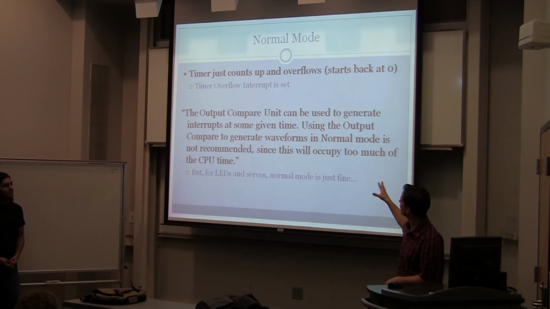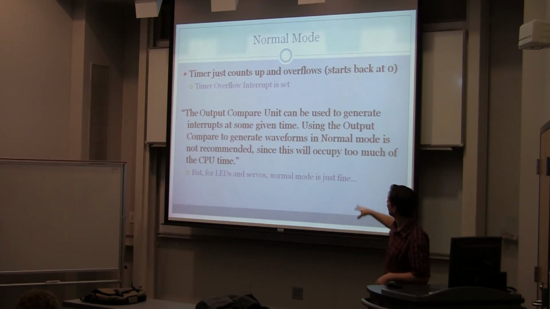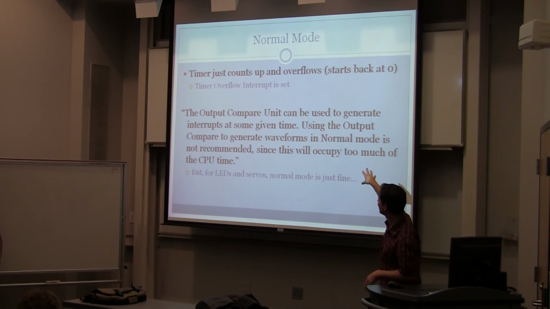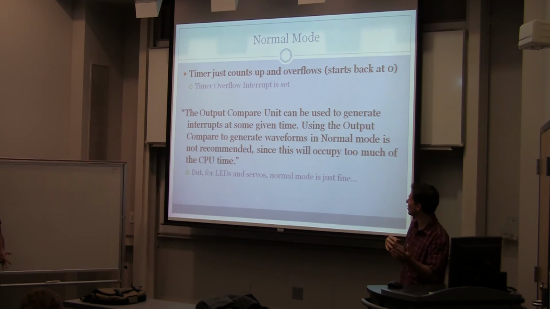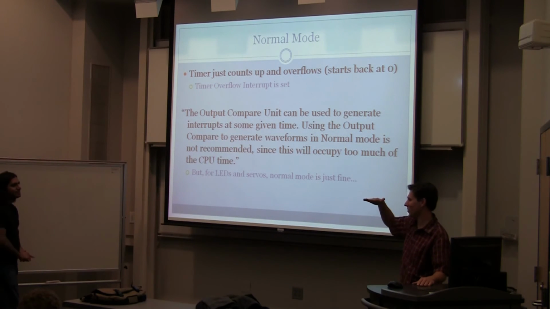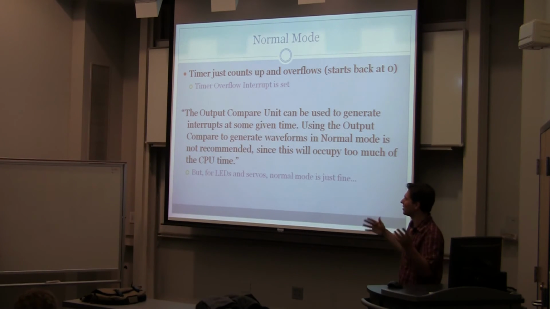So we talked about normal mode: you just count up, you overflow, you set your interrupt. And then there's text in the data sheet, if you go into detail, saying the output compare unit can be used to generate interrupts at some given time. What they're basically saying is, you set your output compare to a certain value, and you can interrupt every so often.